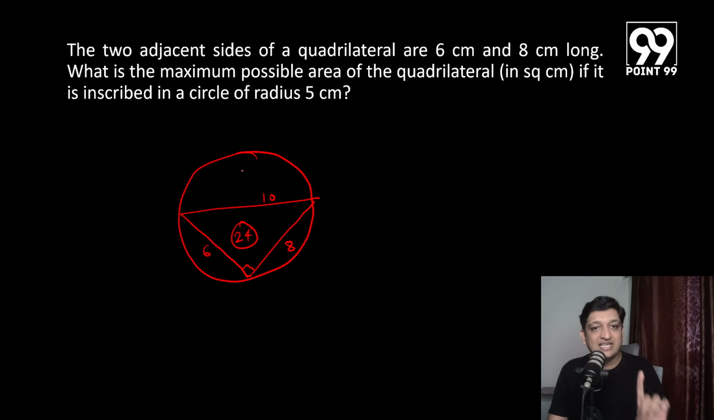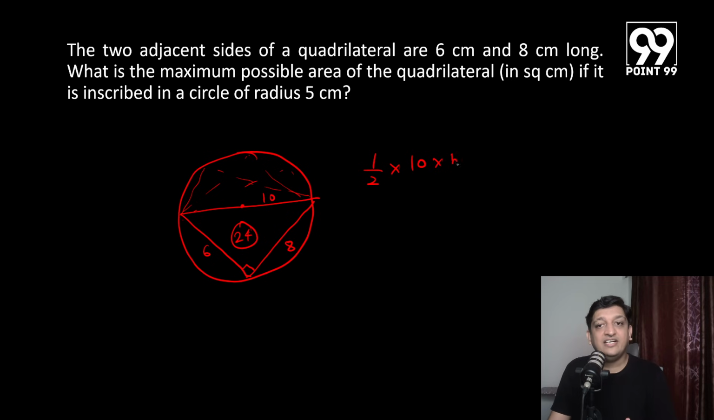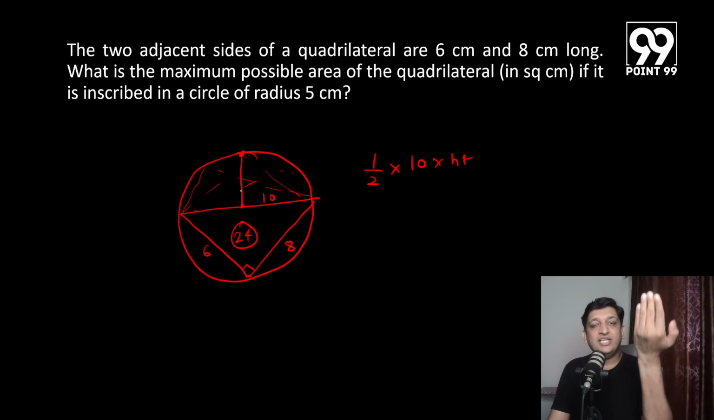What we have to understand is, if the other side is what we are looking at, there needs to be this point somewhere. It could be here, it could be here, it could be here, it could be anywhere. Now, the area of the other triangle is going to be half into the base 10 into the height. Now, what is the maximum possible height of this triangle? It is going to happen when the vertex is directly above the center, which basically means that the height is going to be the radius.